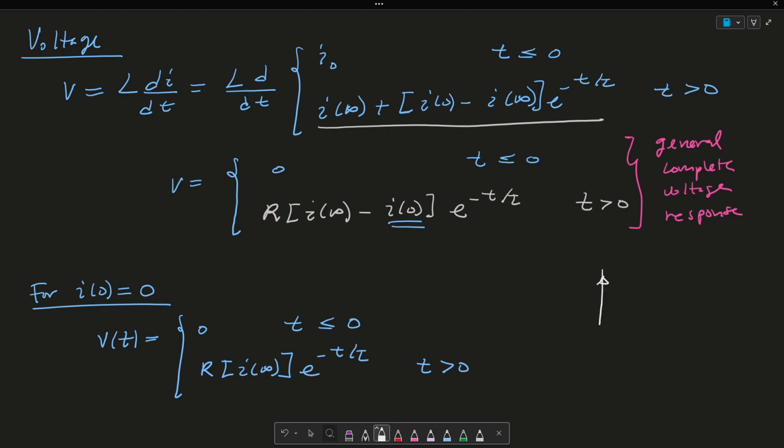And essentially my step response, which is V of t as a function of t, is basically going to be 0 from t equals negative infinity all the way to t equals 0. And then it's going to shoot up to this R times I of infinity, because if I put in 0 here, this just becomes 1. And since it's e to a negative value, it's going to decay exponentially back towards 0 like this. And that's going to be my step response of this RL circuit.